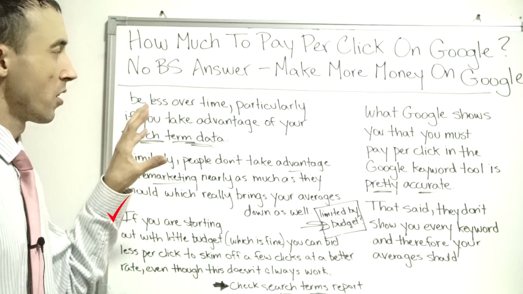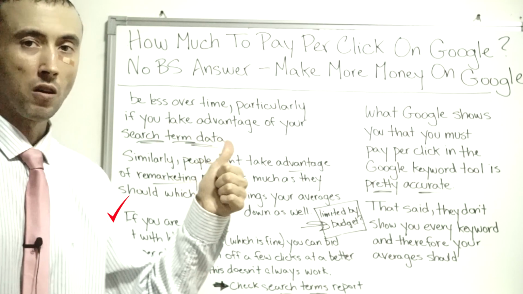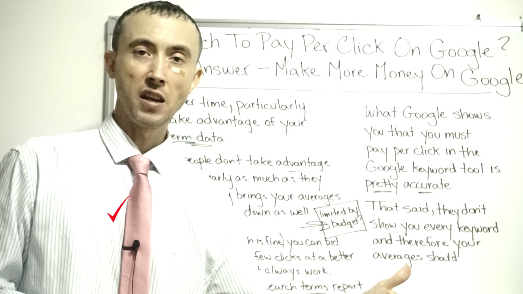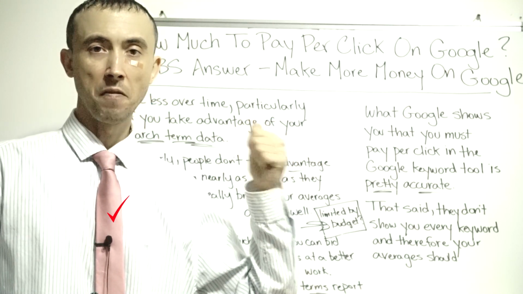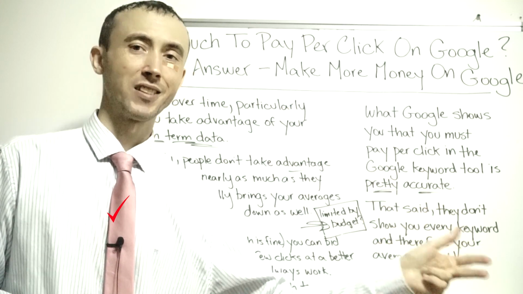So anyway, that all said, this is how much you have to pay per click on Google. It varies by market. Some markets you're going to have to pay $50 a click starting out. Sometimes you're going to have to pay 10 cents a click starting out.